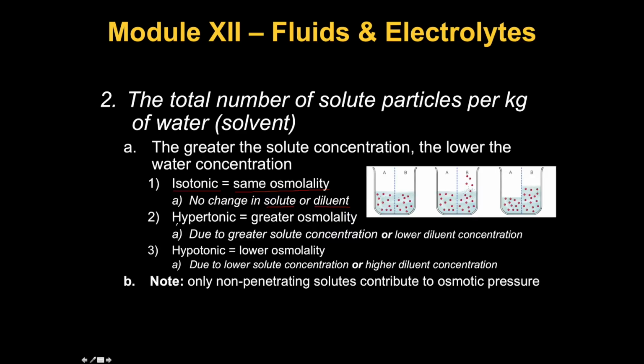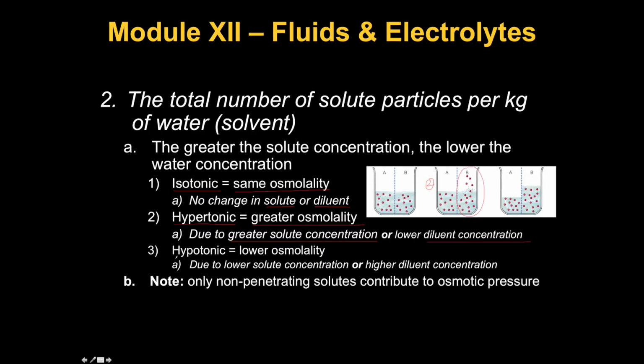If a solution is hypertonic, that means the osmolality is actually greater. This can happen for 2 reasons. One, you've added more solute, so there's now more solute, and that's exactly what we saw in the second beaker in this diagram. On side B of beaker 2, we've added more solute concentration. Or it could happen because of a lower diluent concentration. In the case of dehydration, you lose water, and that raises the concentration of solute in that given amount of blood volume, for example. That would be a hypertonic solution.